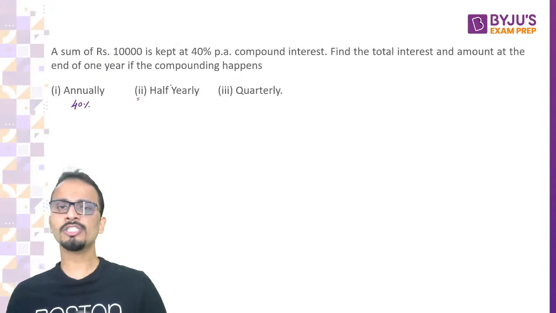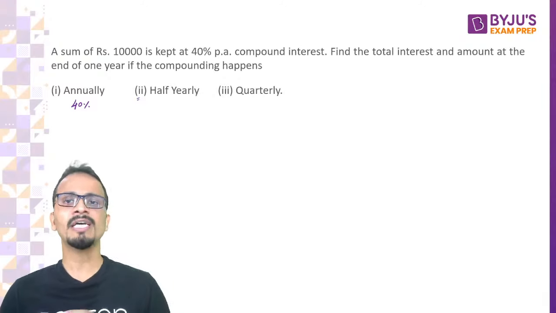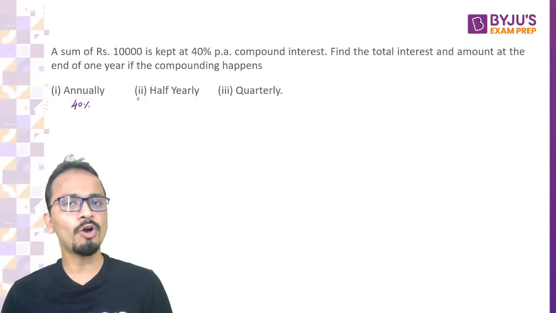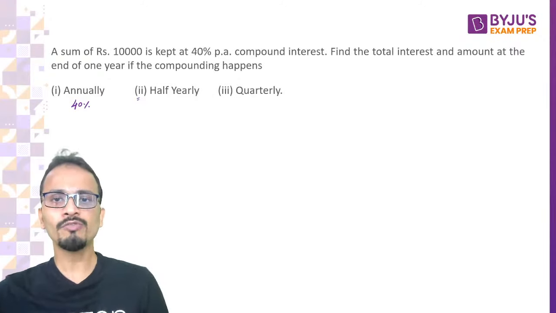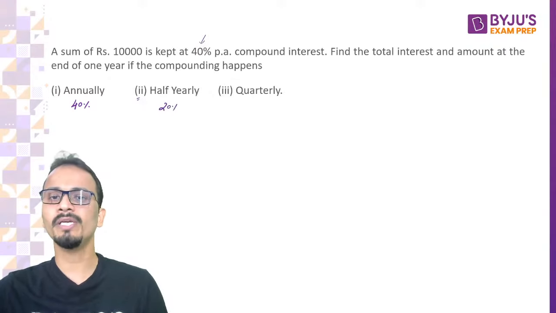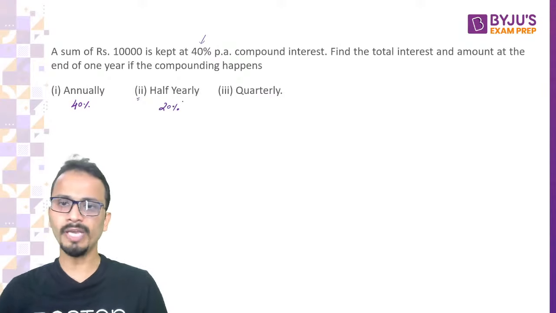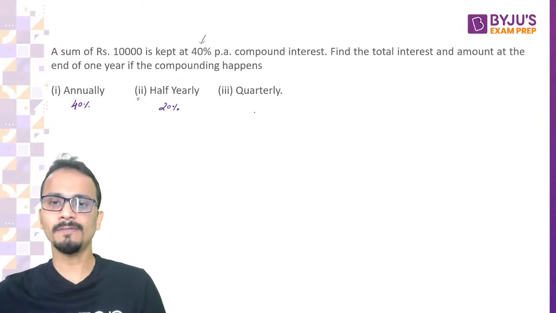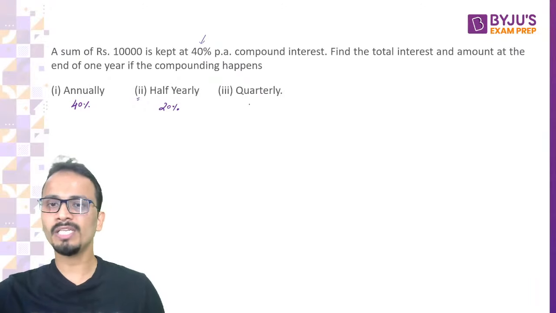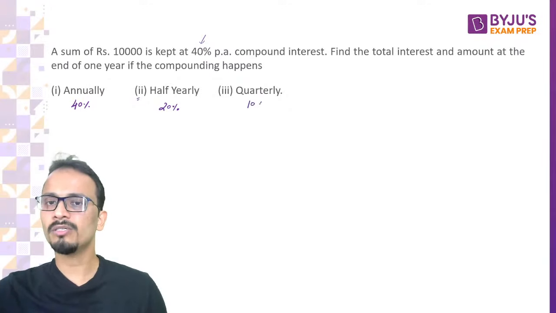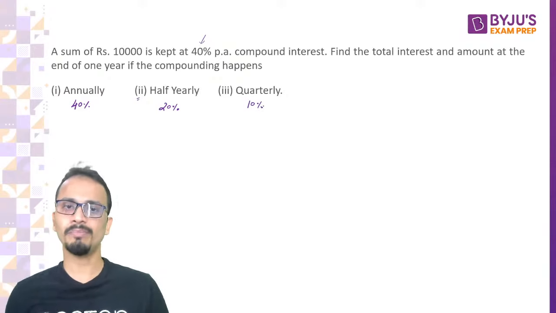So since calculations are happening after every half year, I'll be needing the interest for half a year. Interest for one complete year is 40%. So interest for half a year will be 20%. Finally, for quarterly, since the calculation will happen 4 times in 1 year, for every quarter, the rate of interest will become 10%.